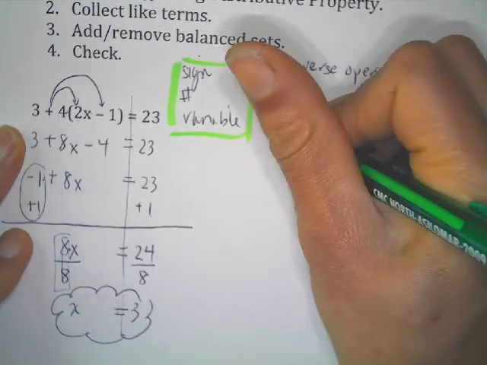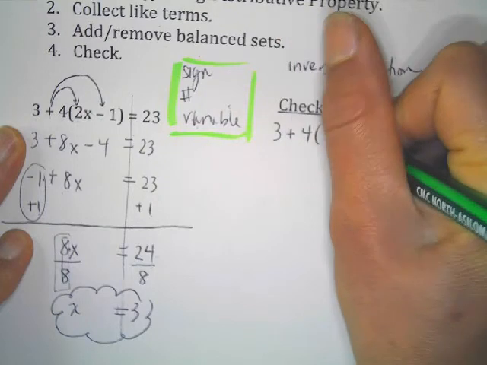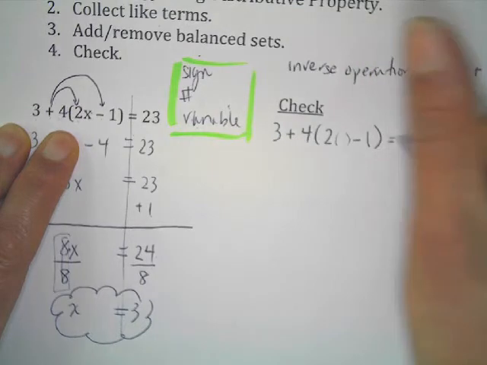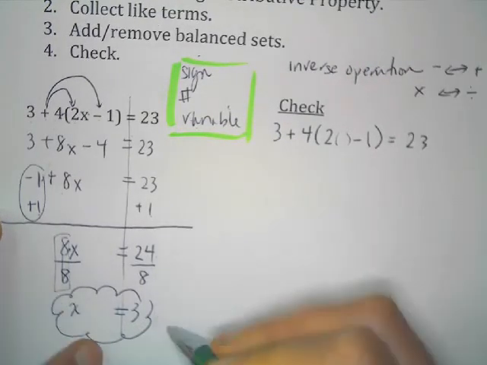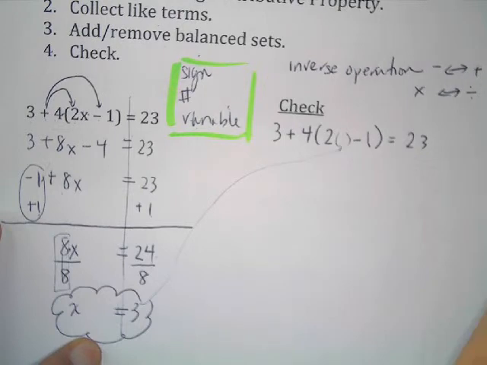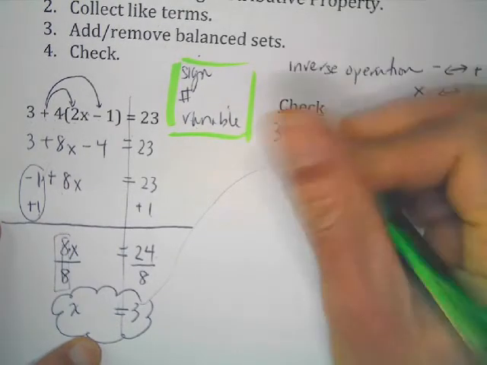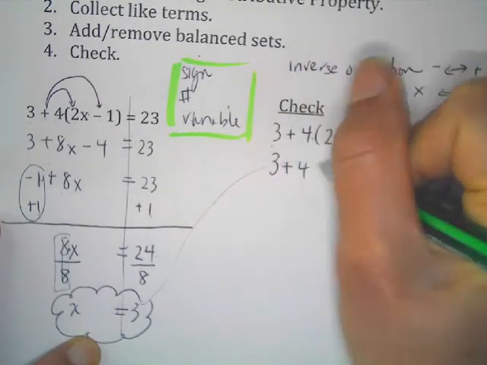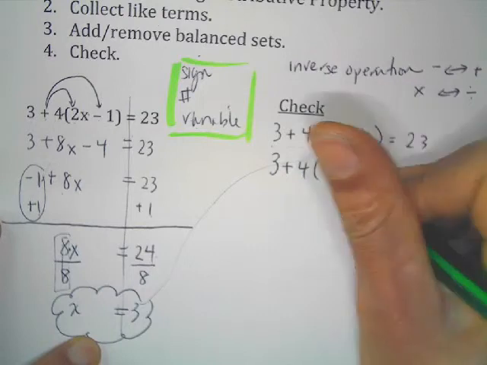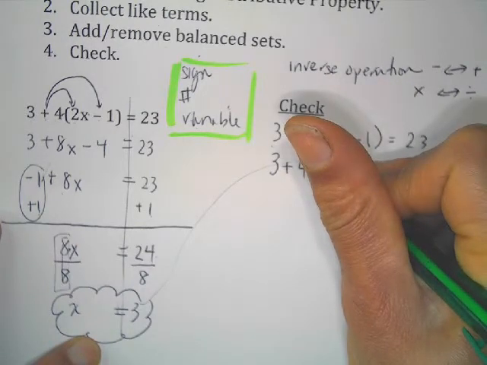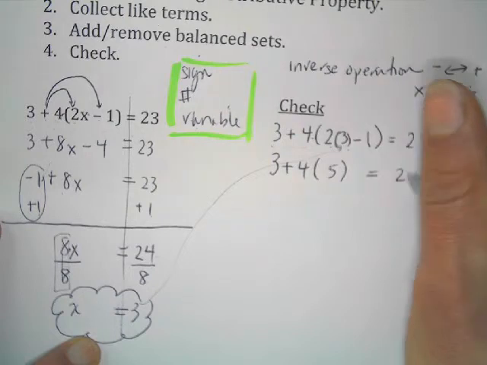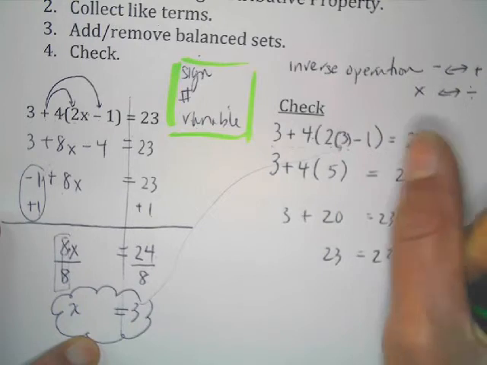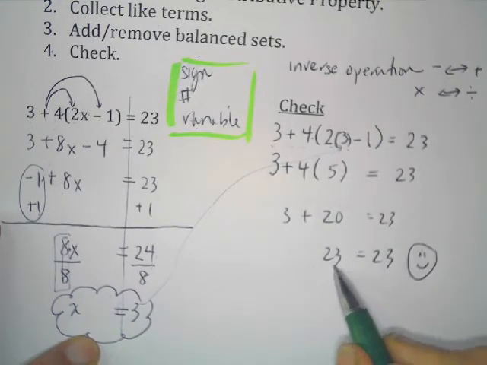Now when we check, what we're going to do is write the original problem. So 3 plus 4, parentheses, 2. Wherever there's a variable, I'm going to put little parentheses, minus 1 equals 23. So I've rewritten the original problem, and then I'm going to substitute in my answer, which I think is 3, into the parentheses, and then I'm going to solve. Once again, don't do addition before you do multiplication. So that 3 comes straight down, 3 plus 4 times 2, and I have 6 minus 1 is 5 equals 23, and then I have 3 plus 20 equals 23. 23 equals 23.